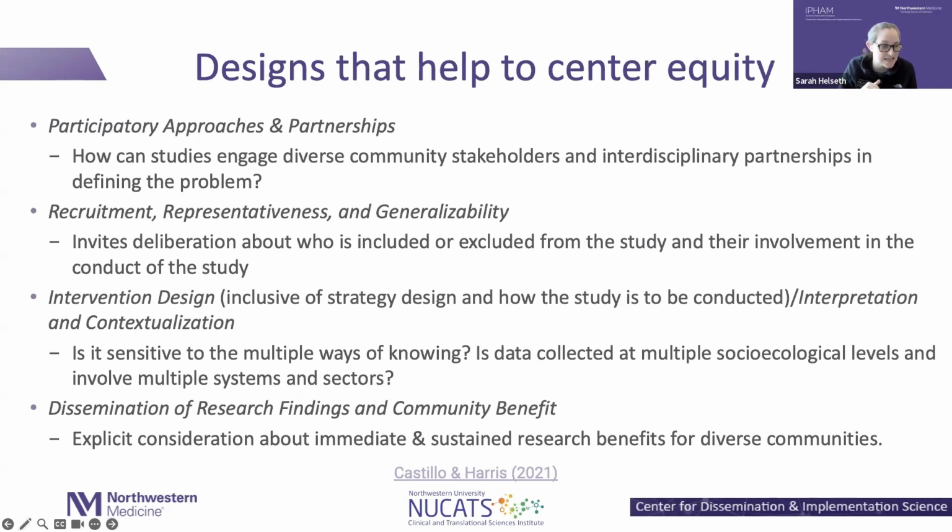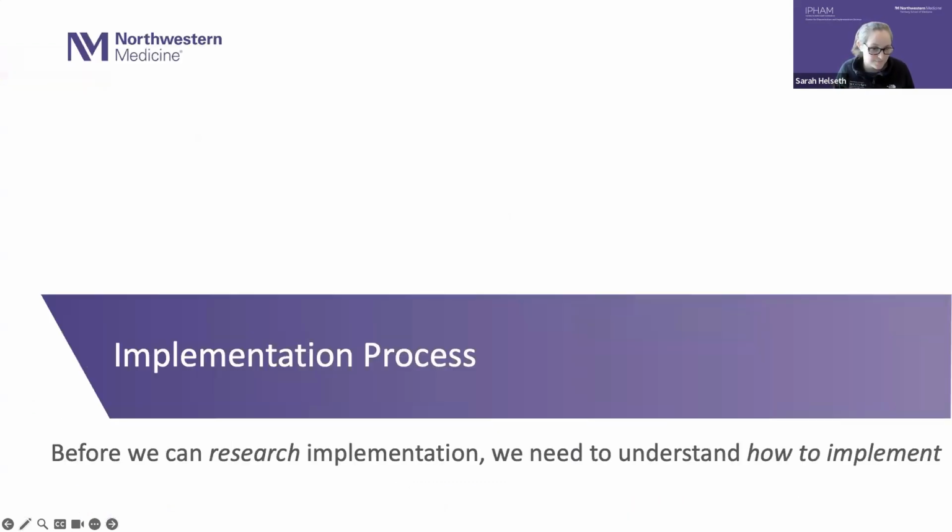And then the last one is thinking about dissemination of research findings and community benefits. So too often research is siloed away from those out in the community and those engaged in clinical practice. And we really need to take ownership of disseminating our findings so that we're not just sharing them with other scientists, we're sharing them with those in diverse communities who would benefit most from this work.